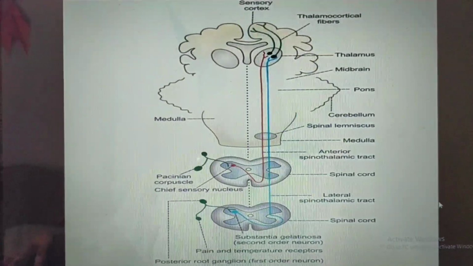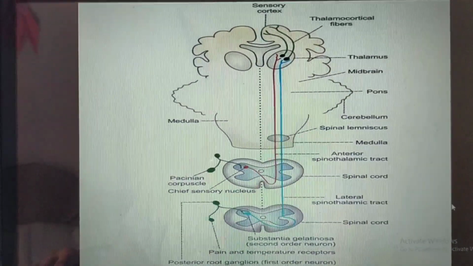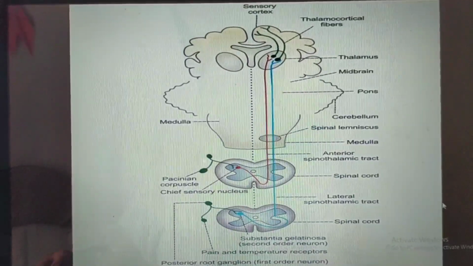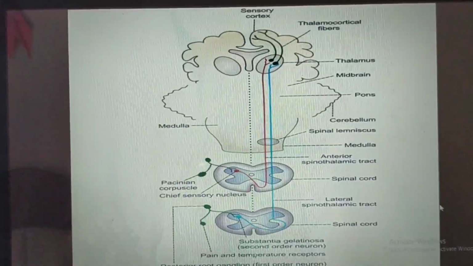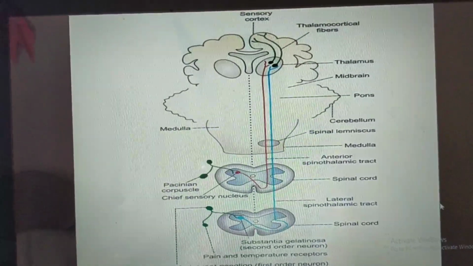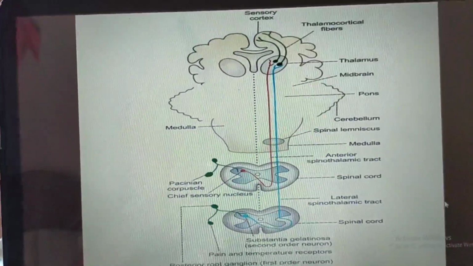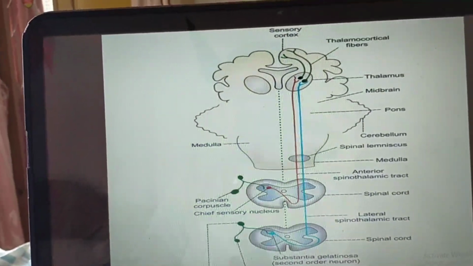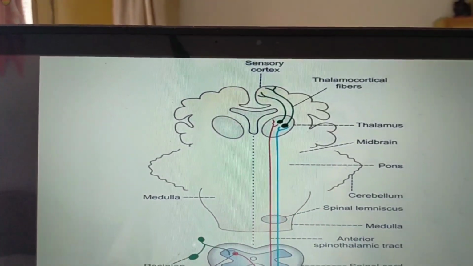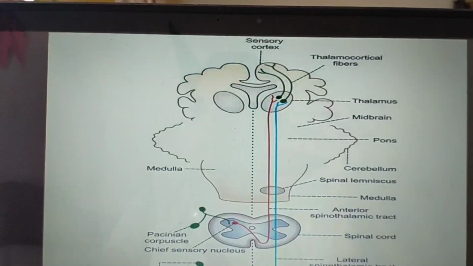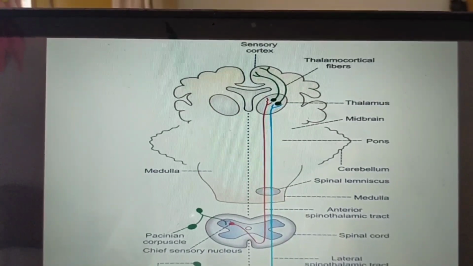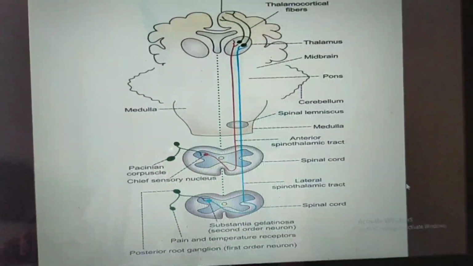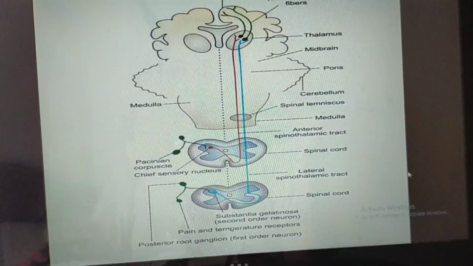The second order neuron then continues through the spinal cord carrying the impulse in the spinothalamic tract. As the second order neuron enters the brainstem, the collection of fibers is referred to as spinal lemniscus, and the axon of the second order neuron terminates in the thalamus, synapsing on the third order neurons. Then they carry the impulse to the appropriate area of the primary somatosensory cortex. This was about the impulses from the toe and thumb.